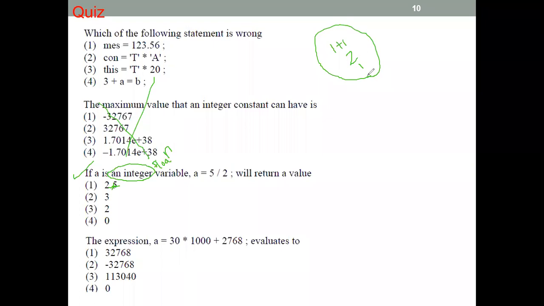Right, students? Is it okay? Yes, miss. Yes. Right, I hope you understand this one.